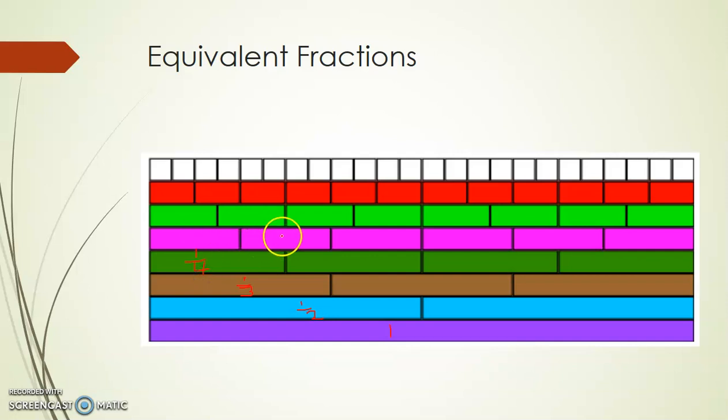Now this is divided into 1, 2, 3, 4, 5, 6. So each part is 1 by 6. Now coming to this is divided into 8 equal parts. 1, 2, 3, 4, 5, 6, 7, 8. So each part represents 1 by 8. Here it is divided into 12 equal parts. So each part represents 1 by 12. And the above one is divided into 24 equal parts.